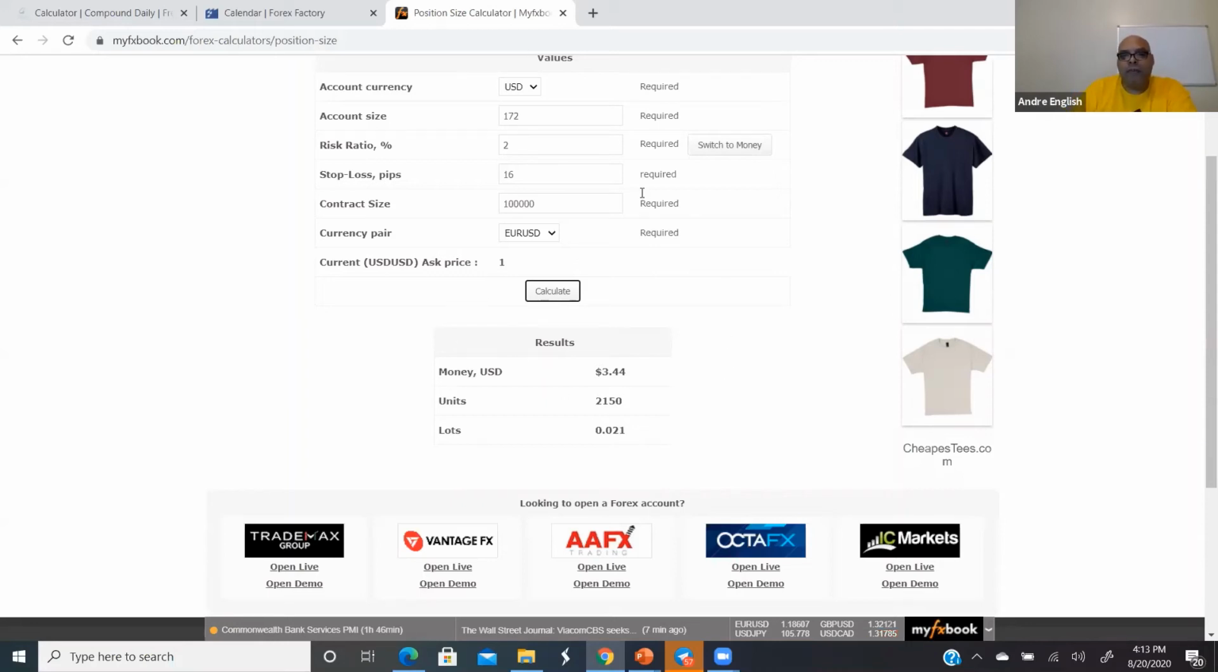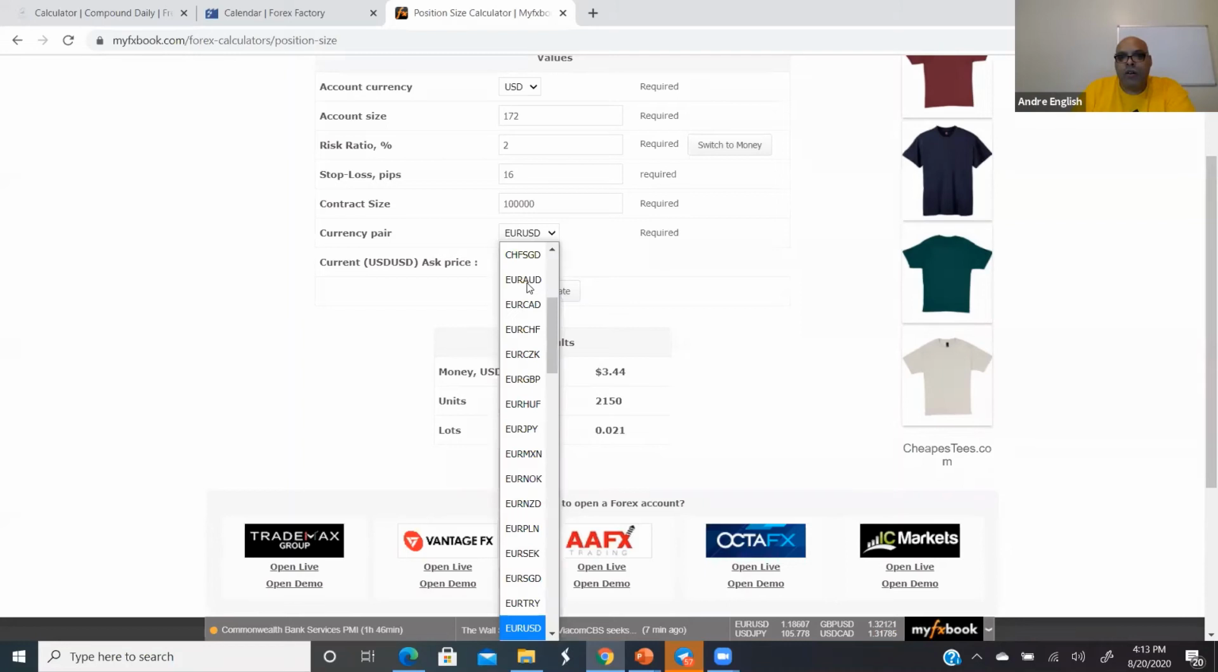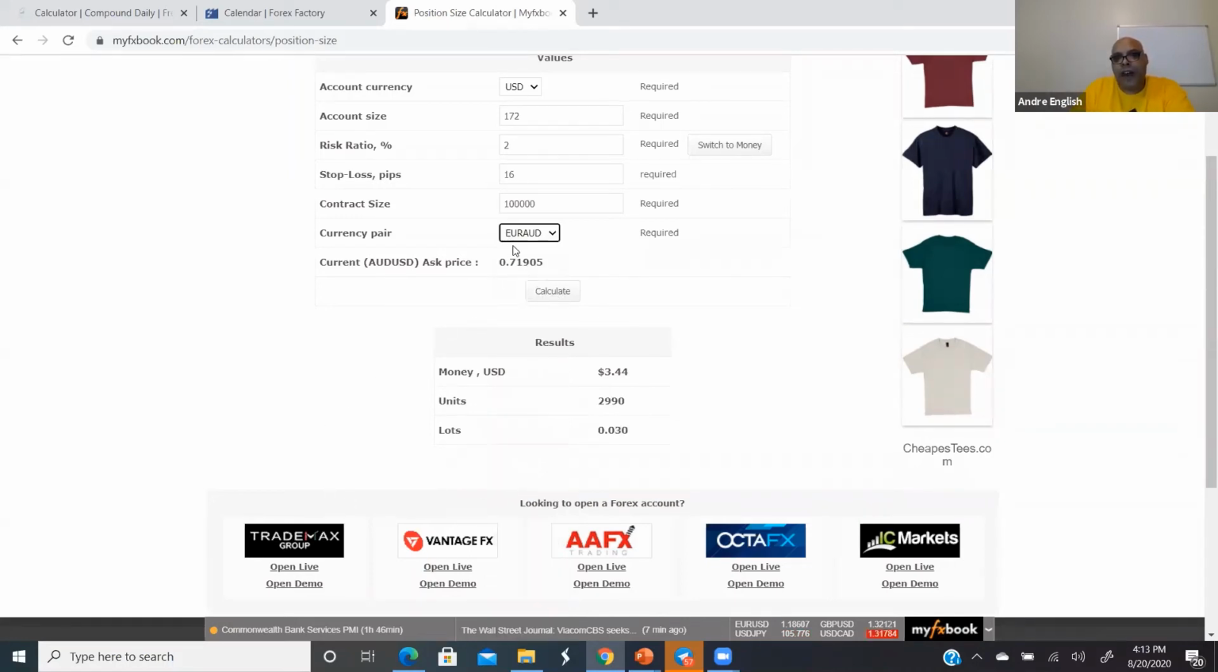But watch, what I love about this particular calculator that makes so much sense is that each currency pair pays out slightly differently. That's the beauty of using this, instead of just a generic 1%, 2%, something of that nature, because these things are going to change. If I was trading EUR AUD, I just switched it, and because the ask price is different, I'm able to trade a 3-cent lot size on that pair in order to get to the same $3.44.